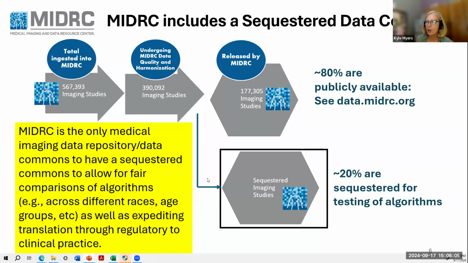In addition, MIDRC is the only medical imaging data repository data commons to have a sequestered commons, a locked commons that has been established to allow for fair comparisons of algorithms while maintaining and ensuring that the data are diverse and representative of the larger data commons in order to expedite translation through regulatory to clinical practice. So that will be what we come back to later in this presentation.